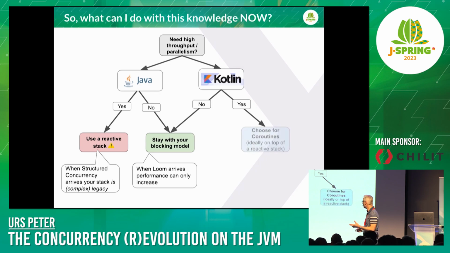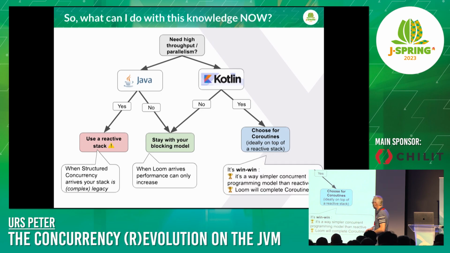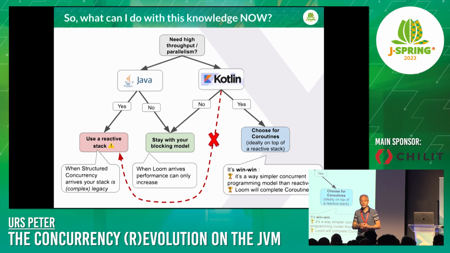And if you need it, well, in Kotlin, always opt for coroutines. Don't use reactive toolkits, because as said, it's a way simpler model to master. So also people that are not very knowledgeable about these kinds of concurrency elements can handle this model way better than the reactive library model. And once Loom comes along, you get a completion of what coroutines already offer for you. So the bottom line is, when you use Kotlin, don't use a reactive stack, because this will eventually turn into legacy.